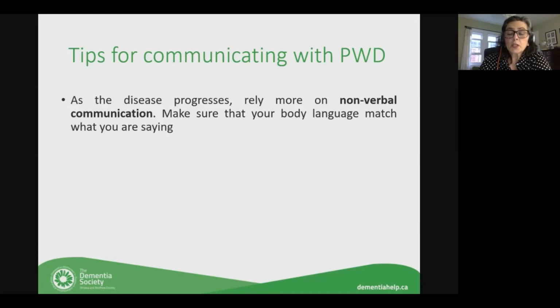Obviously, nonverbal communication is what you are going to rely on much more as the disease progresses, and make sure that what you are saying is matched by your body language, that you are trying very much to perhaps show and say at the same time. And if you're trying to calm someone down, you're not hovering over them in a threatening position, that you are being reassuring as you're trying to reassure them, that you are perhaps leading them in a certain direction if you want them to move along and follow you. Those types of things, they're all facilitating communication.